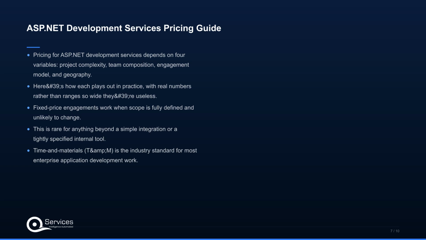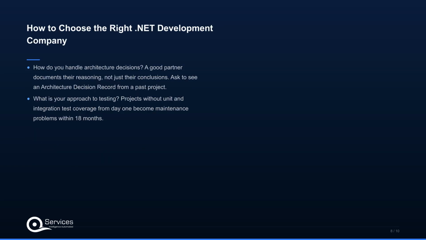Fixed price on a complex enterprise application almost always ends in scope disputes or quality compromises, because the vendor bakes contingency into the price and cuts corners when that contingency runs low. Time and materials is the industry standard for most enterprise application development work. It requires more active client involvement in prioritization and backlog management, but it produces better outcomes because the team can respond to what's discovered during development rather than what was assumed in a pre-project specification written before anyone touched the problem.